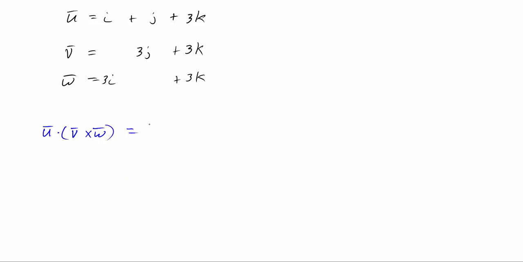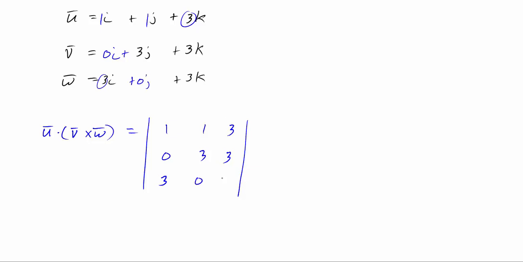And to set this up, we're going to find the determinant here. So our first vector is 1, 1, 3. So that's going to be the first row, 1, 1, 3. And then the next row, notice here for v, there is no i, so that's 0i. So we would have 0 here, and then we have 3j and 3k, so that would be 3, 3. Then we have a 3i for the last one, so that's 3. And notice there's no j, so that would be 0j. And then the last, we have a 3k, so the last row is 3, 0, 3.